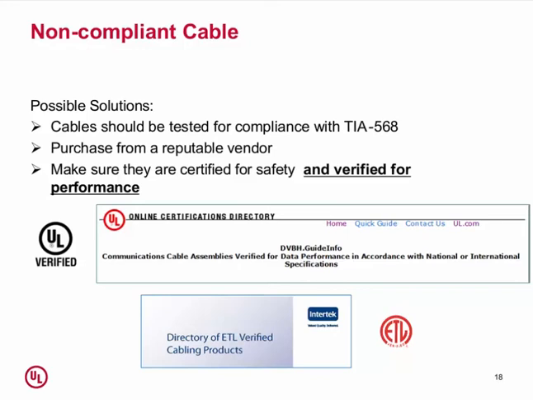There is a difference between a UL listed cable, which has flammability testing, like CMP for plenum rating and CMR for riser cable, and verification for performance. So here what you're looking for is the verification for performance. UL does that, and the top box shows what our certification directory heading looks like. Below that is ETL. They're widely known and used in the industry for verification for performance, and they have a directory of ETL verified cabling products. There are some other ones out there. I think these are probably the two most popular ones. So that's something to look for.